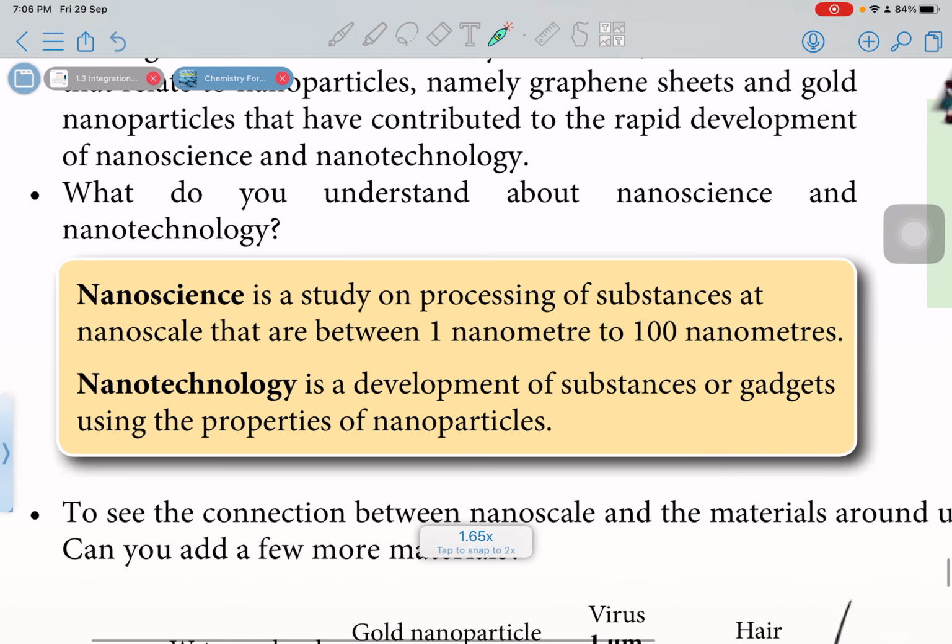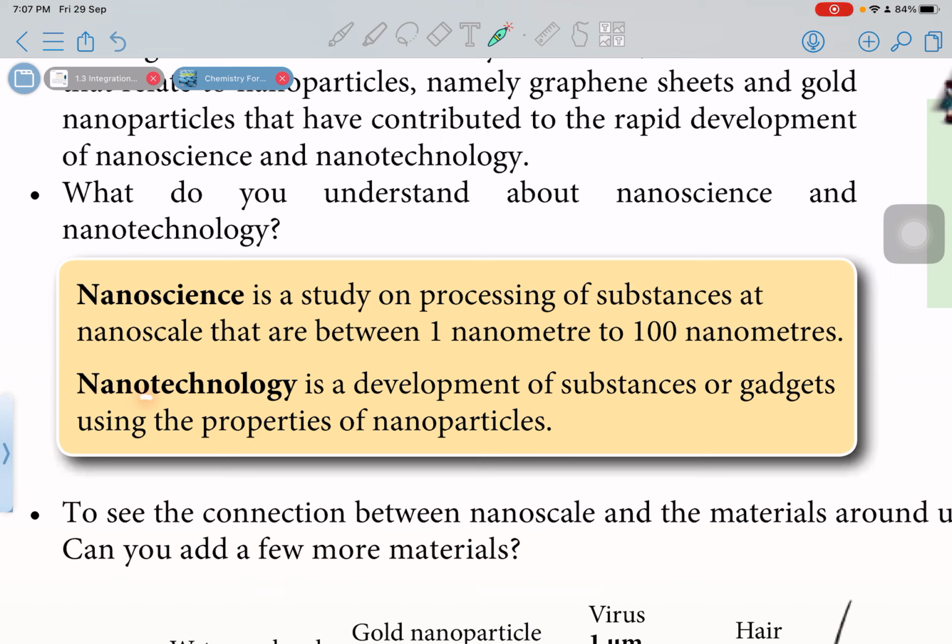So first of all, we learn about nanoscience. Nanoscience is a study on processing of substance at nanoscale. They are between 1 nanometer to 100 nanometer. So basically untuk SPM ni, any type of question, any type of definition, for example, ada je dia bercakap, probability dia akan masuk, mungkin dia akan masuk.